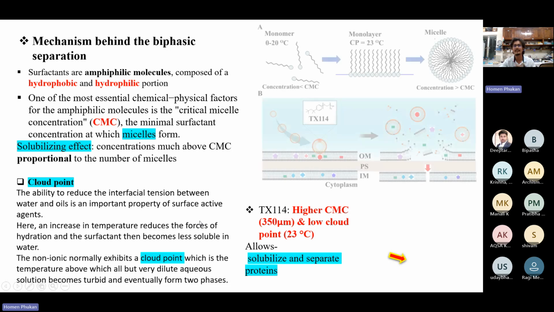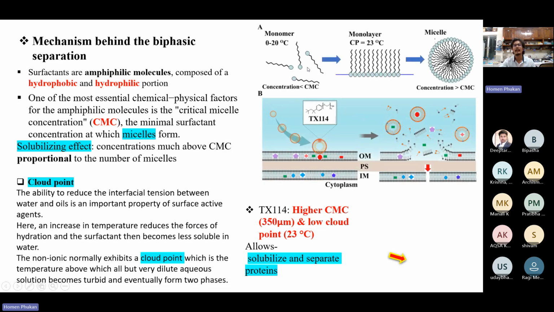You can see the picture itself. Here, at a temperature of 0 to 20 degrees centigrade, you can see monomers of the Triton X-114 detergent. Once we raise the temperature, it starts forming a monolayer. Then once it crosses the temperature, it will form a fully functional micelle.